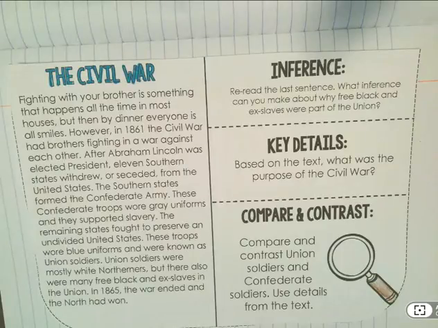All right, so we're going to be looking at inference first, which wants us to reread the last sentence and ask what inference you can make about why free black and ex-slaves were part of the Union. For key details, it says, based on the text, what was the purpose of the Civil War? And for compare and contrast, it wants us to compare and contrast Union soldiers and Confederate soldiers. Use details from the text.